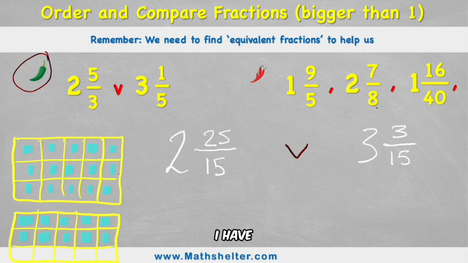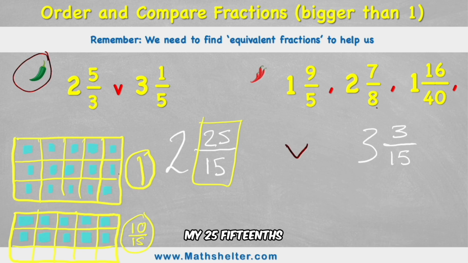So in other words, I have 1 whole and I have 10/15 over on this one. So I could rewrite my 25/15 as 1 and 10/15. So this fraction is actually 2 plus 1 and 10/15. Or in other words, 3 and 10/15.